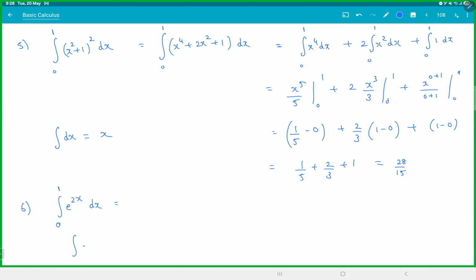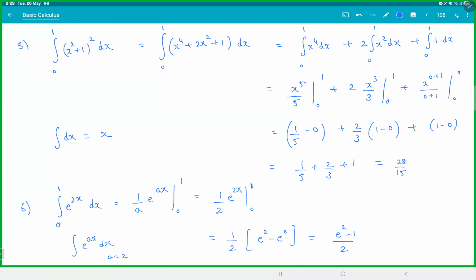So this guy is looking like e power ax dx. A is 2, so the formula is 1 by a e power ax. Be careful here. E power 0 is not 0. This is e power 2 minus e power 0. This is e square minus 1 by 2.